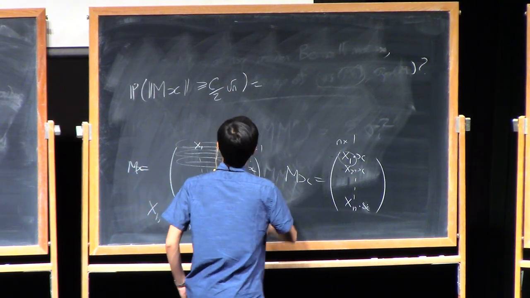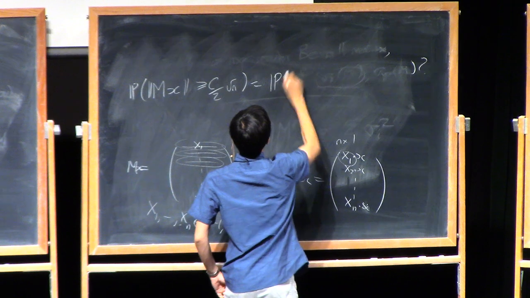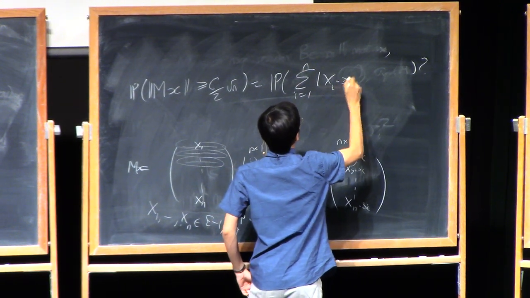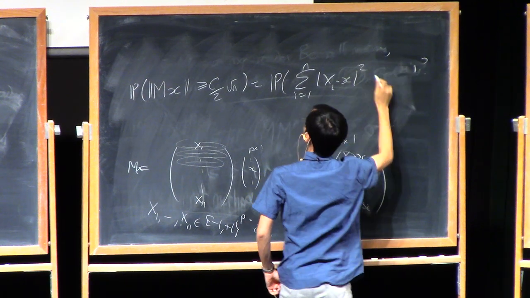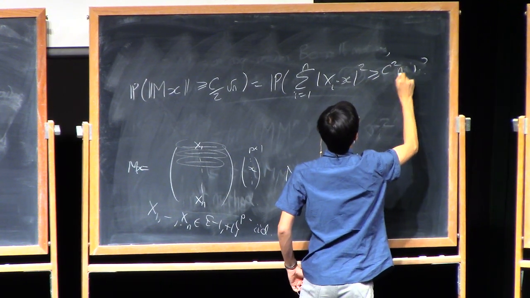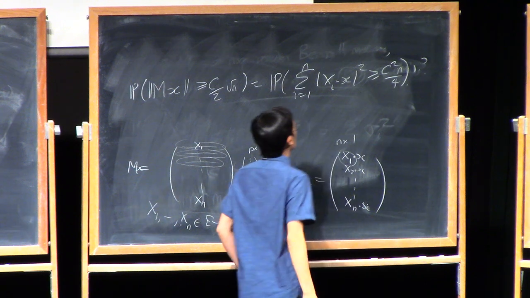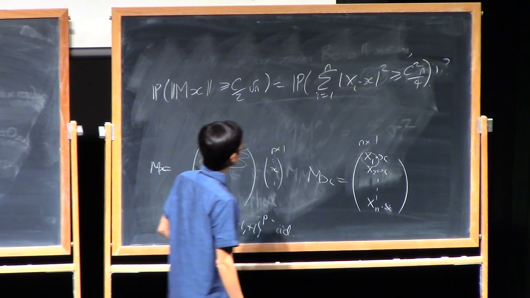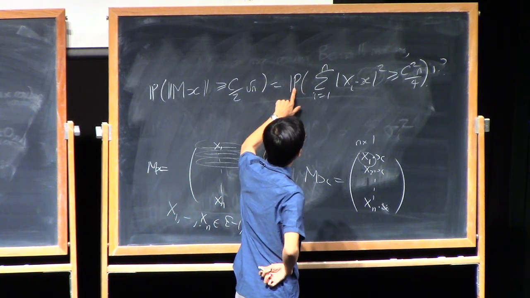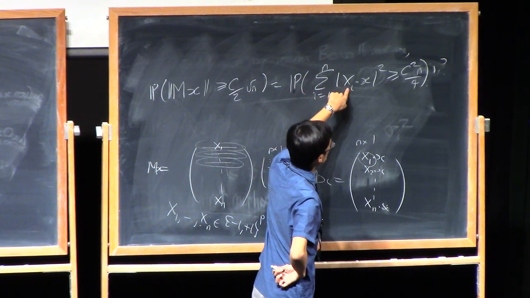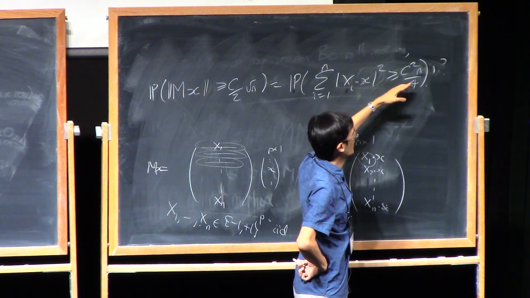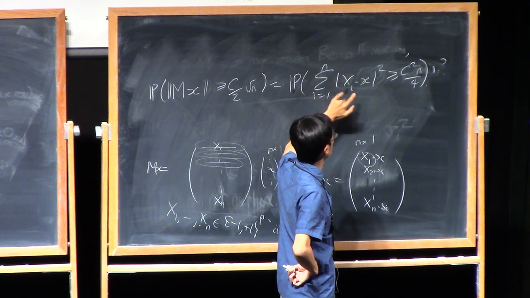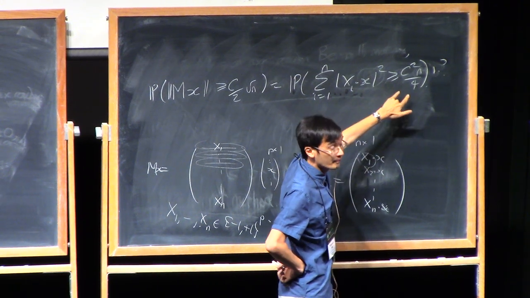By Pythagoras' theorem, this is the same thing as saying that the probability that the sum of the (xi dot x) squared is bigger than c squared n over 4. So I just square both sides and use Pythagoras. What I've got here is the probability that a sum of independent random variables is, and I need a large deviation estimate, very big.